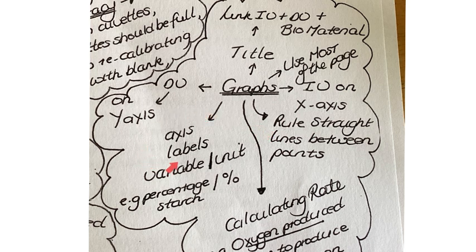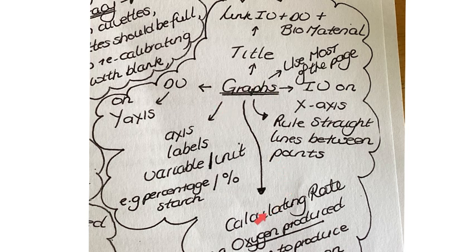You see your labels, make sure that they have the axes. You have named the variable, then you put in a solidus, and then you write the very specific unit. So it might be temperature, and you need to say what it is the temperature of. So the temperature of the catalase and hydrogen peroxide solution / degrees C. For example, it might be percentage starch remaining, and that could be the solidus, and then it is percentage.